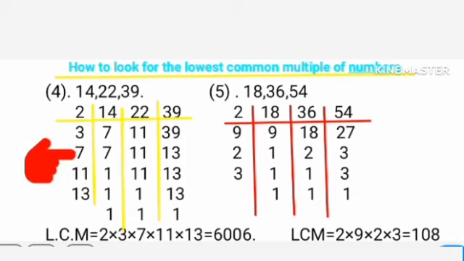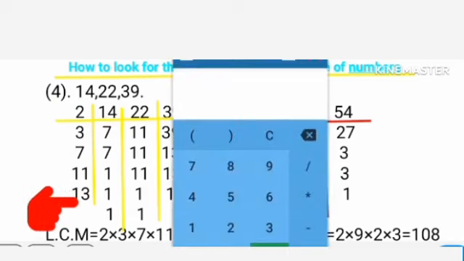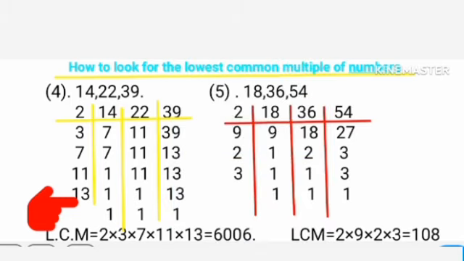So if you multiply the whole of these numbers now, let me pull out my calculator. We have 2 times 3 times 7 times 11 times 13. If we equate that, we are going to have 6006, which is exactly what we have. So that is all about number 4. Let's go to number 5.